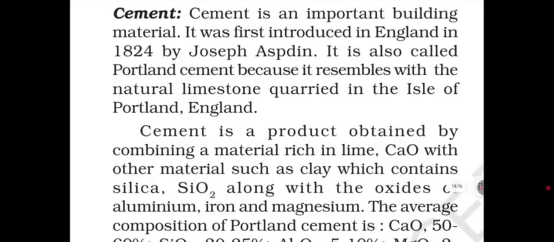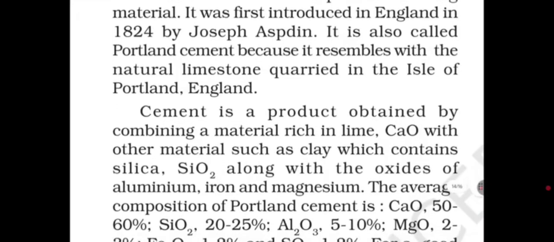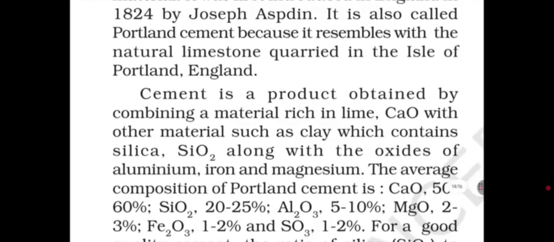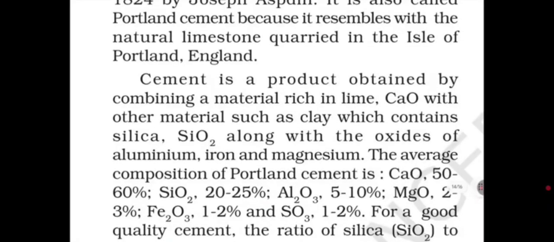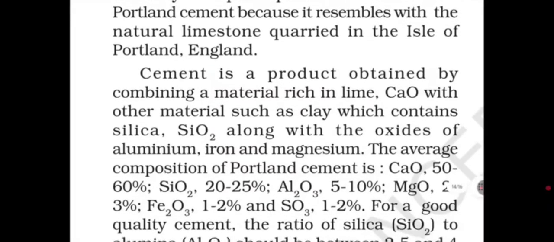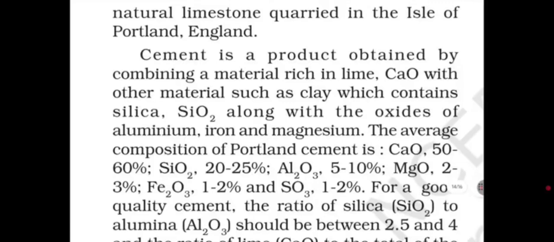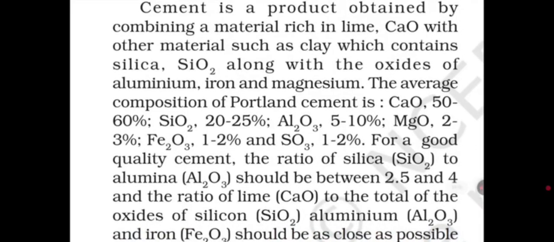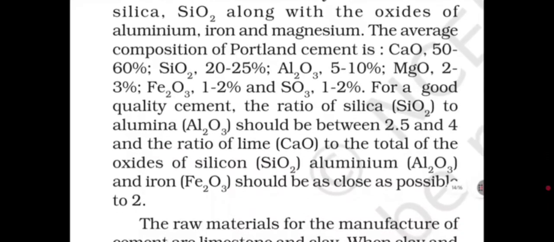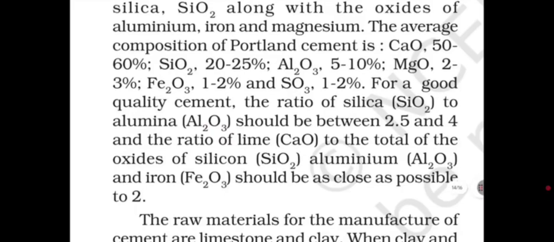Next is cement. Cement is an important building material. It was first introduced in England in 1824 by Joseph Aspdin. It is also called Portland cement because it resembles the natural limestone quarried in the Isle of Portland, England. Cement is a product obtained by combining a material rich in lime, calcium oxide, with other materials such as clay, which contains silica, SiO2, along with the oxides of aluminium, iron, and magnesium.